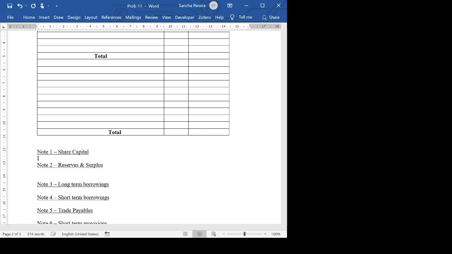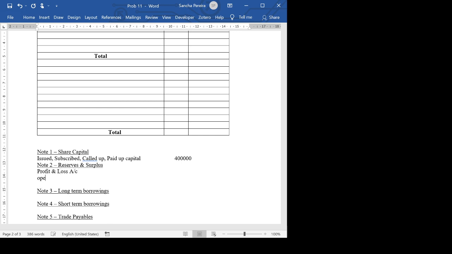Issued, we can put it as issued, subscribed, called up, paid up capital. Okay, 4 lakhs. Then we have reserves and surplus. Now under this we have the profit and loss account. We'll have 2 items here, the profit and loss account. And under the profit and loss account, we have the opening balance.